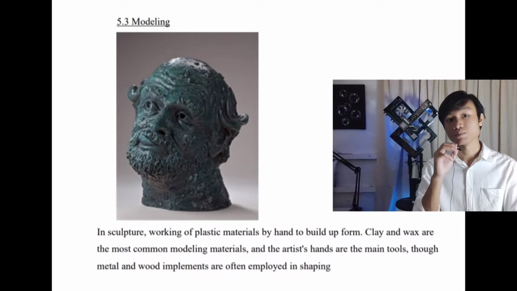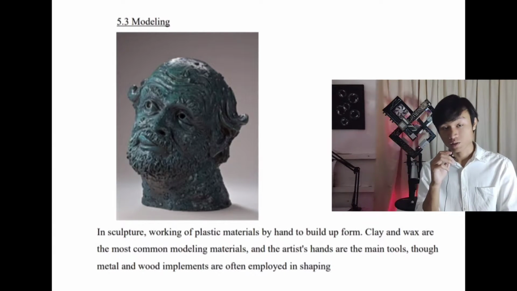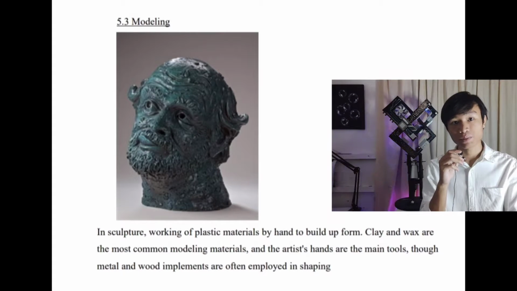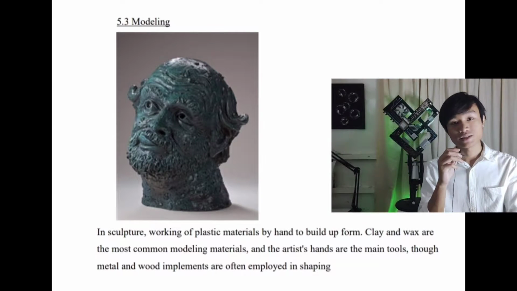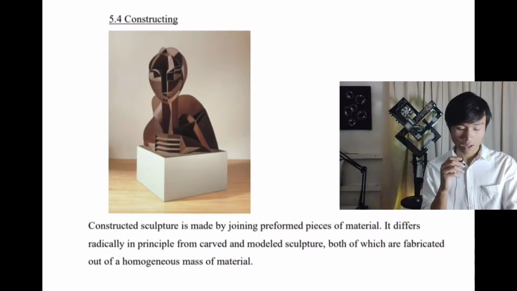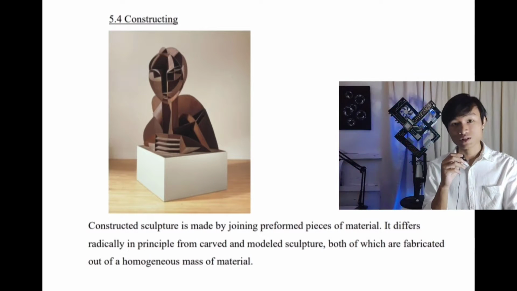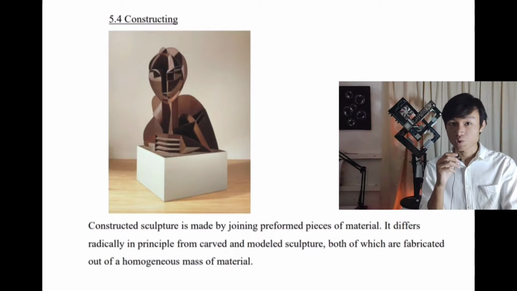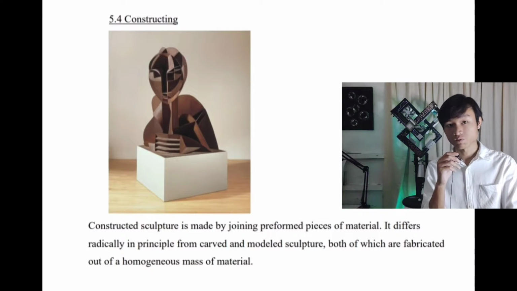The next one is modeling sculpture. Modeling sculpture is created using clay or wax, and it is handmade because the artist's hand is the main tool to create this type of sculpture. And lastly is the constructed sculpture. Constructed sculpture is art made by joining preformed pieces of material.